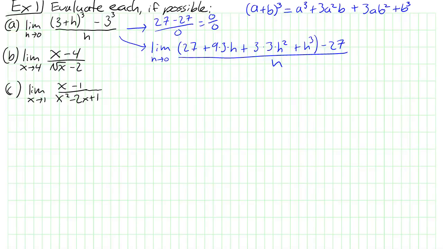And so you end up with 27 minus 27, which adds up to 0. And then you notice each of the remaining terms in the top has an h in it, like so.